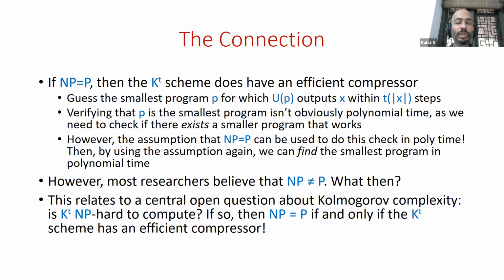You've all heard about the concept of NP hardness. Satisfiability, clique, traveling salesman are all NP hard problems. And K superscript T seems like it should be an NP hard problem too. It's not hard to see it's in NP, and it seems like a hard problem. It seems it should be NP hard, but we don't know that. One of the main open problems in the area of Kolmogorov complexity is whether K superscript T is NP hard. And if it is, then NP equals P if and only if this K superscript T scheme has an efficient compression. We showed one direction here, and the other direction just follows if K superscript T is NP hard to compute.